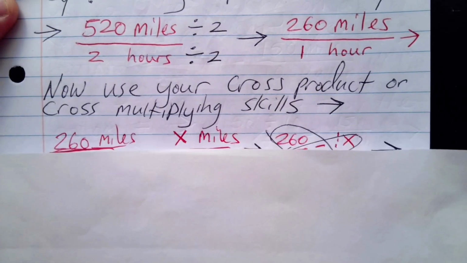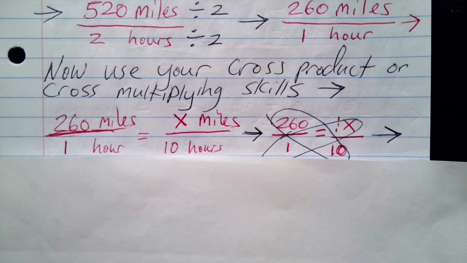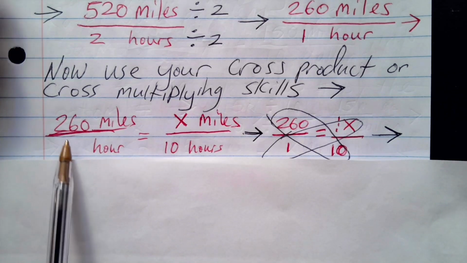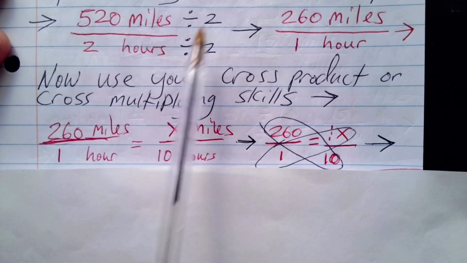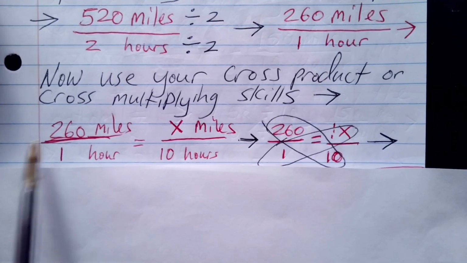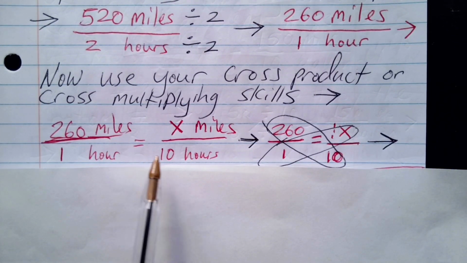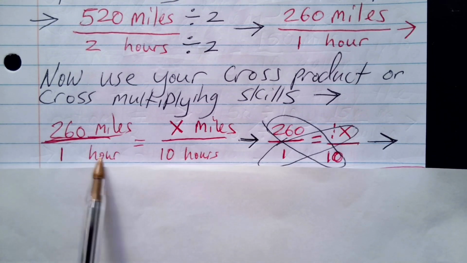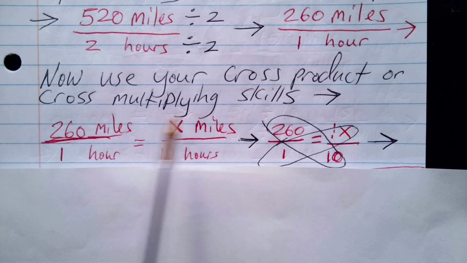Now use your cross product or cross multiplying skills, right? So here I'm showing you the unit rate, 260 miles, right? We got that by converting 520 miles over 2 hours, dividing top and bottom by 2 to get the 260 miles per 1 hour. That's what you see here. Now I'm going to set that equal to what we're looking for. All right, I put 10 hours on the bottom because that's where the 1 hour unit rate falls. So 10 hours goes on the bottom, miles are on top.